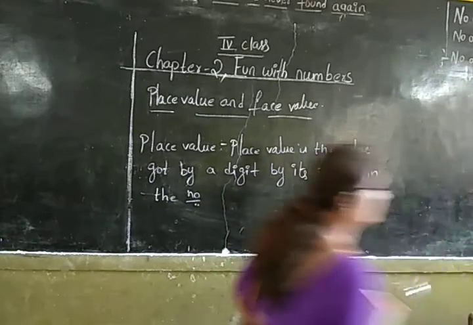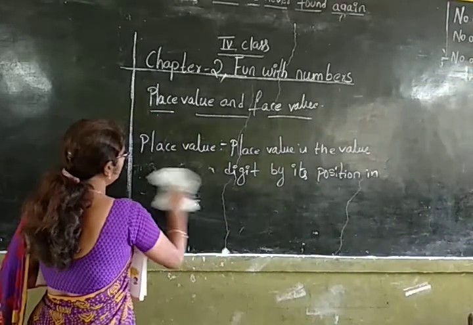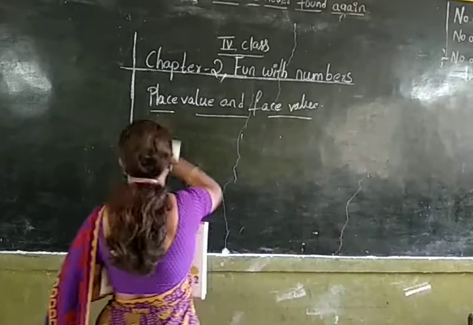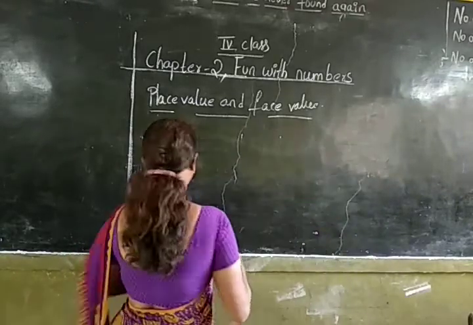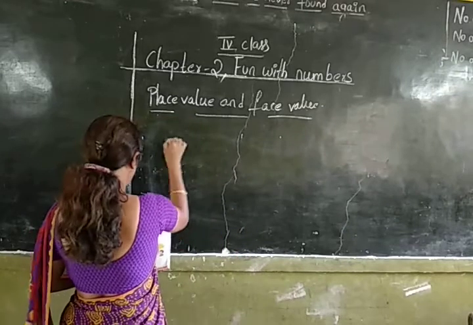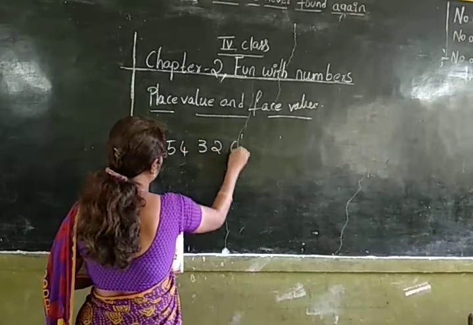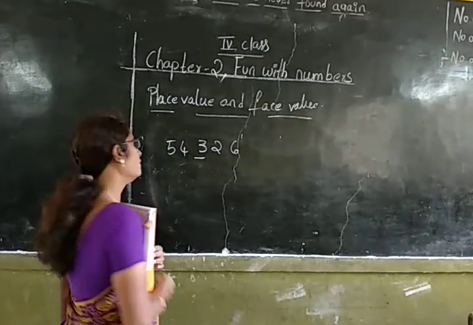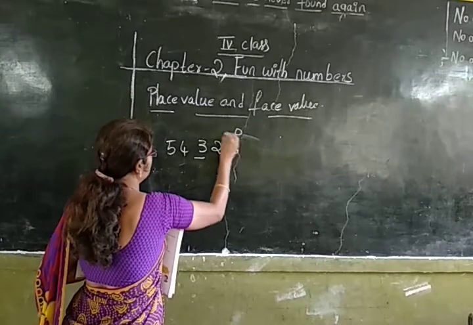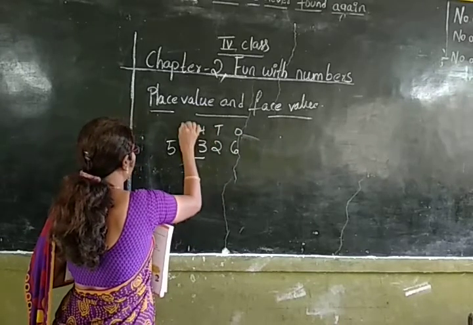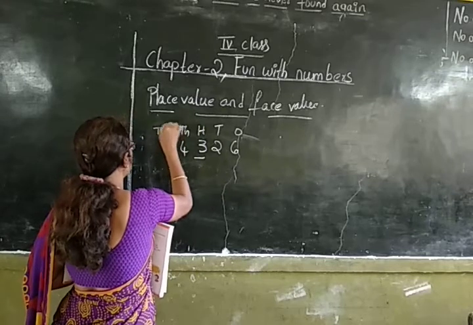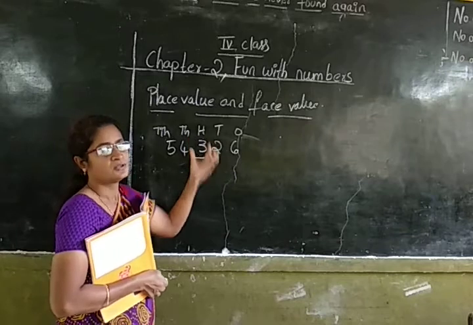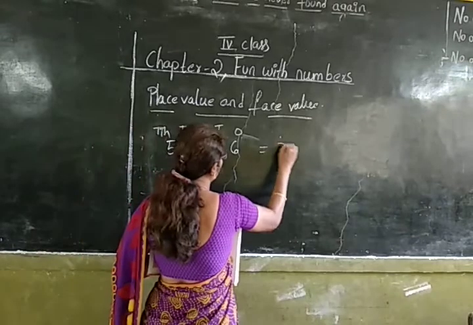Let me explain with one example. Let us take the number 54,326 and let us write down the place value of 3 in this number. First, let us write the places: ones, tens, hundreds, thousands, 10,000s. 3 is in which position? 3 is in hundreds position. So its place value will be 300.